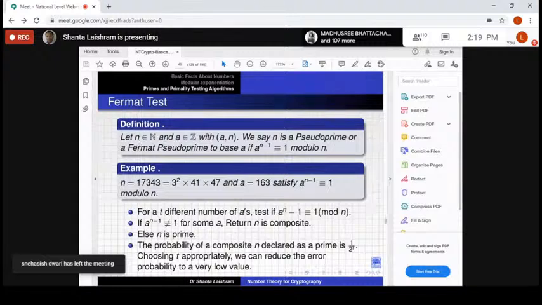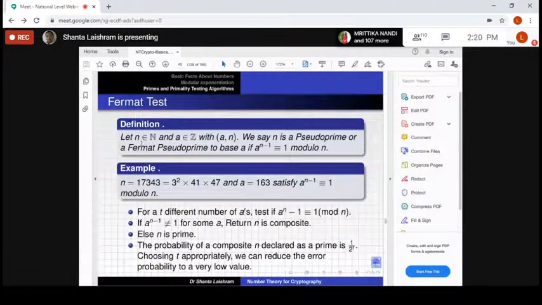Given a positive integer n and a number a which is co-prime to n, we say n is a pseudo prime, or a Fermat pseudo prime, to the base a if a to the power n-1 is congruent to 1 mod n. Remember that Fermat's little theorem tells you that if n is a prime, then a to the power n-1 is congruent to 1 mod n. But now I don't know if n is a prime or not, but if there's some a such that a to the power n-1 is congruent to 1 mod n, then we say that n is a Fermat pseudo prime to the base a.